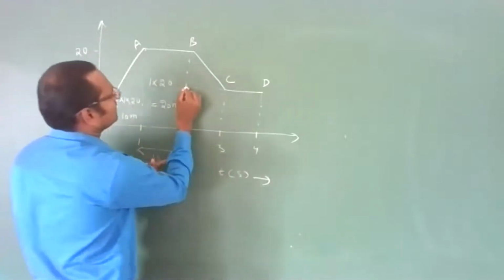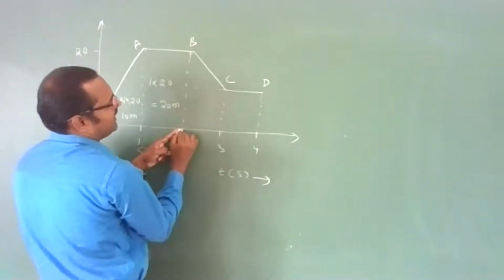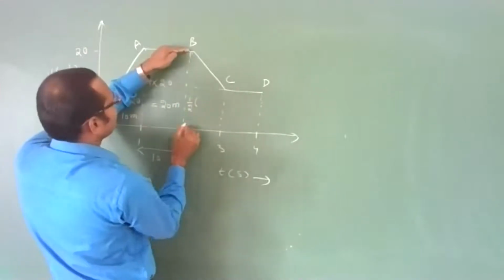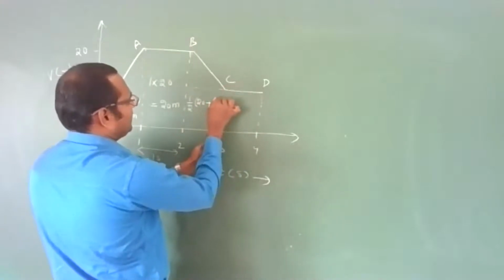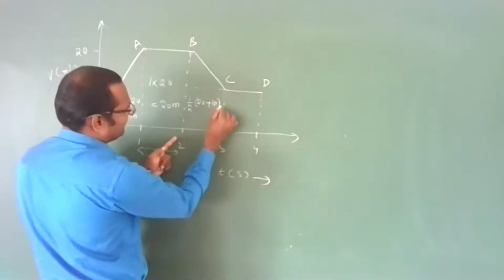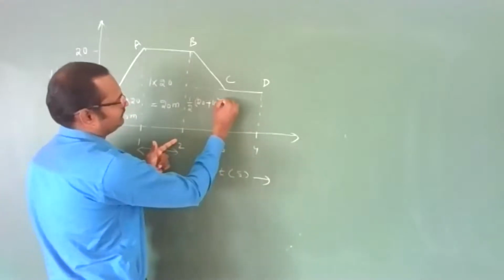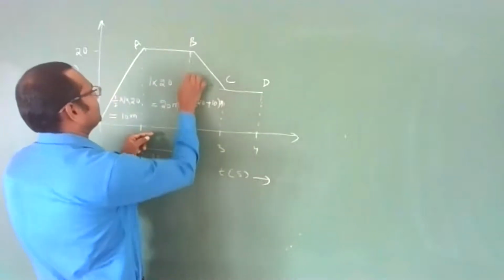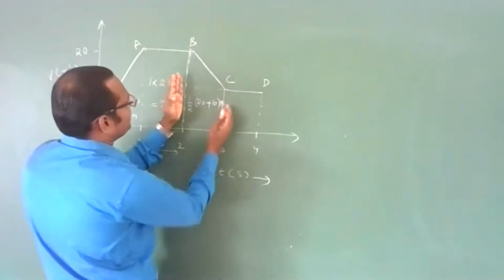Next here, if you want, you can take this trapezium, half into sum of the parallel sides into height. One side is 20 plus other side is 10, into height. Height is 1 second, into 1 into 1. Correct? This total area I am taking. Half into sum of the parallel sides, this side plus this side.